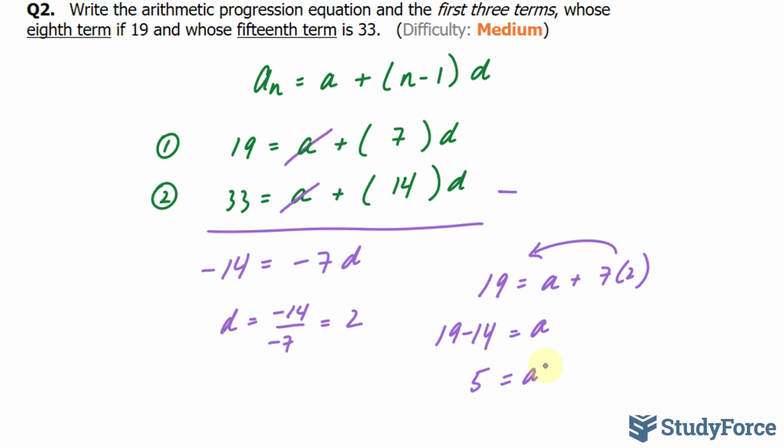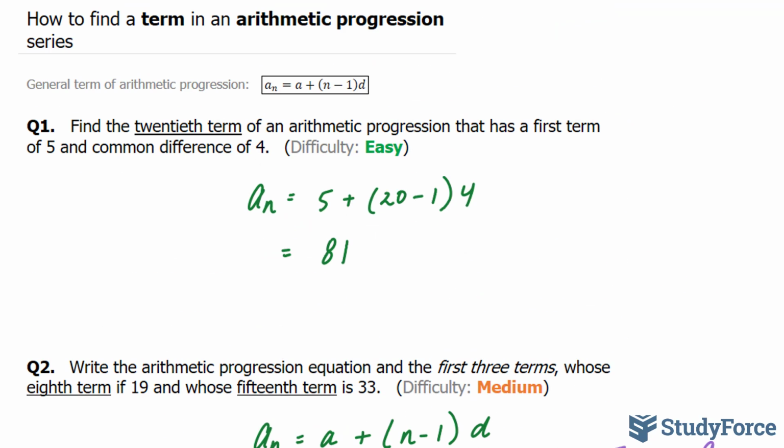So the first term in our series will be 5, the next term will be 7, and the last term will be 9. Remember, the first three terms, there they are. And there you have it. Two examples on how to find a term in an arithmetic progression series.